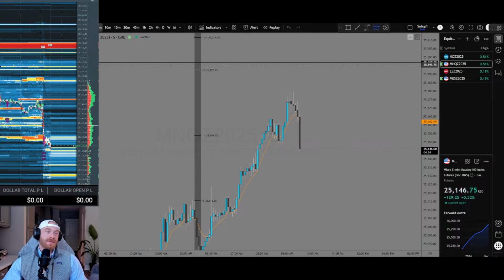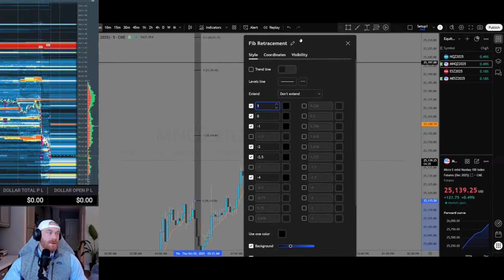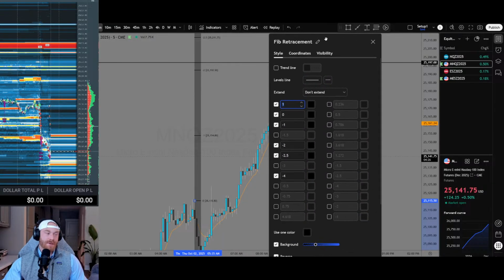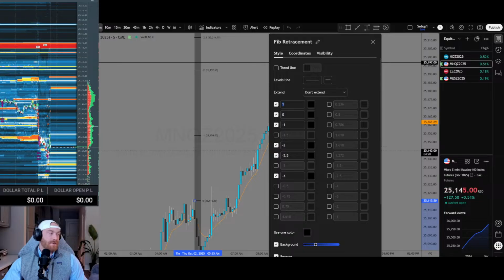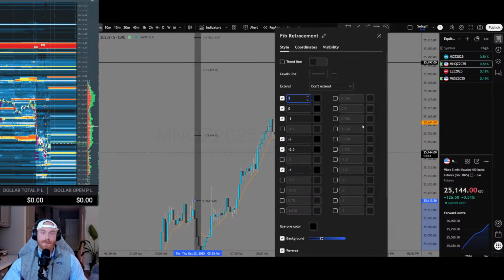Fib settings. Here you go. If you go to the Discord, I have my fib settings in the Discord, but here they are on the chart if you want to look at them. You can screenshot that. I'm going to close it.